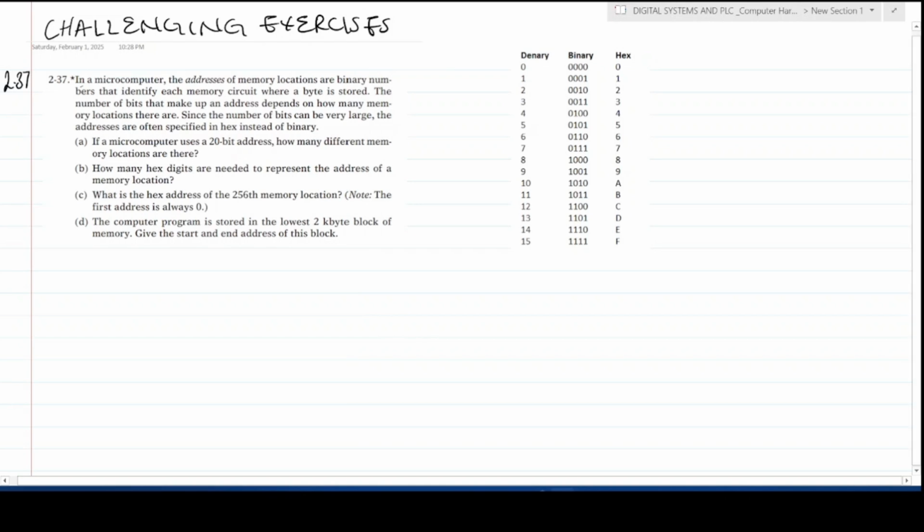We're going to be treating this challenging exercise from the textbook. So, in a microcomputer, the addresses of memory locations are binary numbers. Identify each memory circuit where a byte is stored.